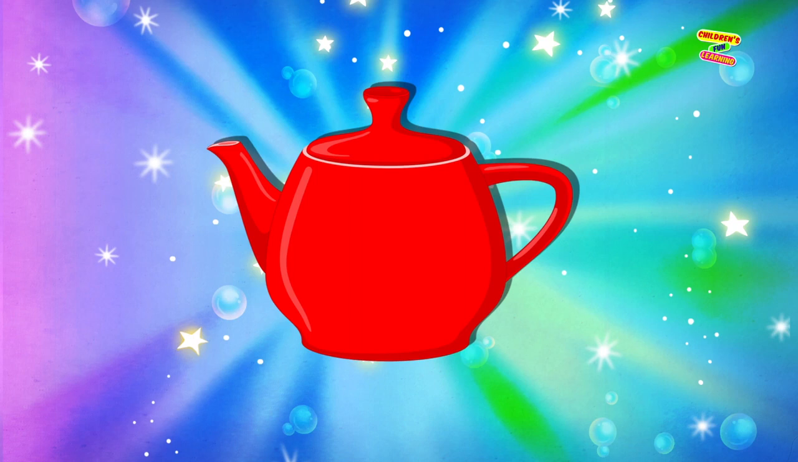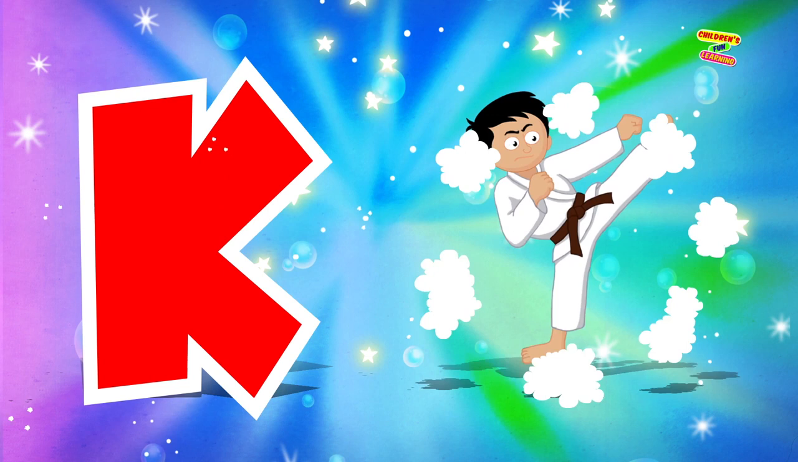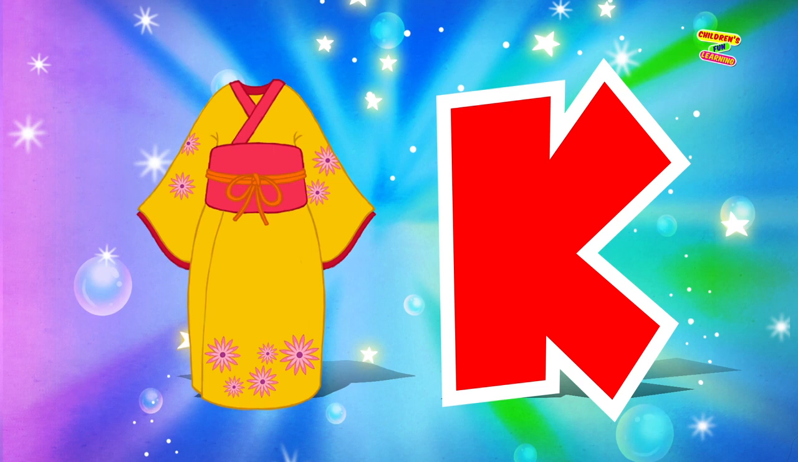K is for keyboard, k, k, keyboard. K is for Kansas, k, k, Kansas. K is for karate, k, k, karate. K is for kimono, k, k, kimono.